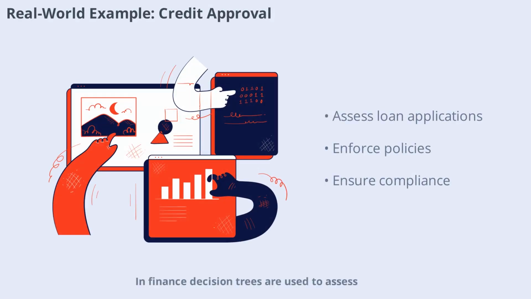In finance, decision trees are used to assess loan applications by evaluating factors like income, credit score, and employment history. Rule-based systems can then enforce specific lending policies, such as maximum loan amounts or required documentation. This combination ensures that decisions are both data-driven and compliant with regulations.